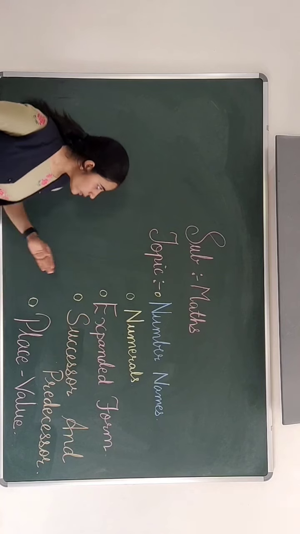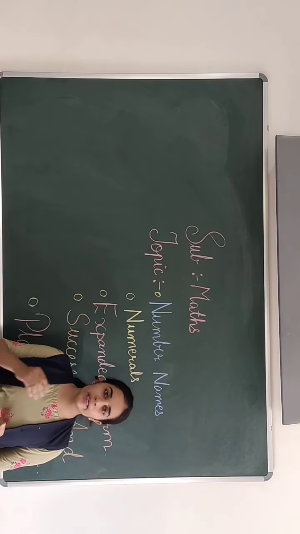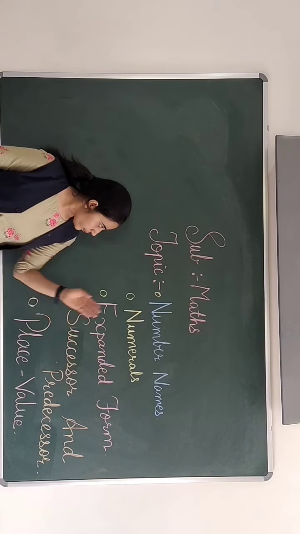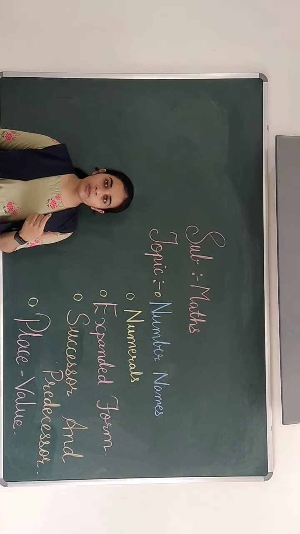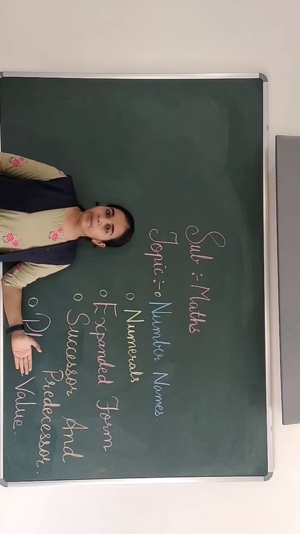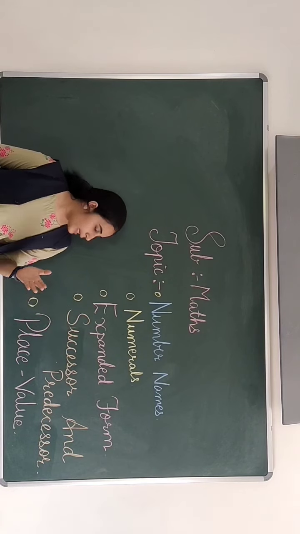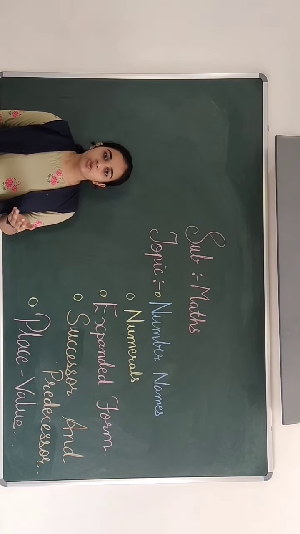Number names will be according to the Indian system and international system. Then numerals: number name will be given and we have to write the number of the number name. Then expanded form, successor and predecessor, that is after number and before number, and place value of the underlined digit. So students, are you all ready?